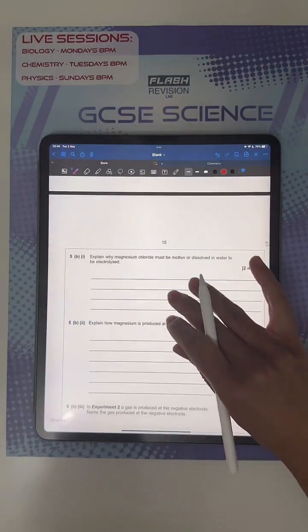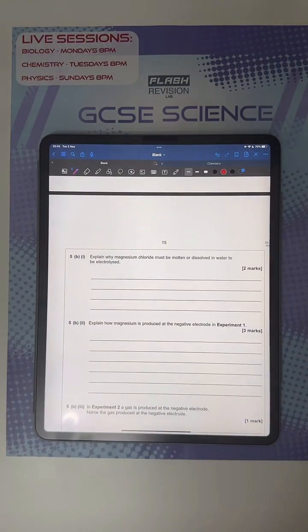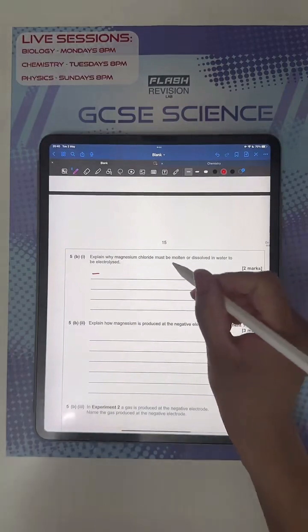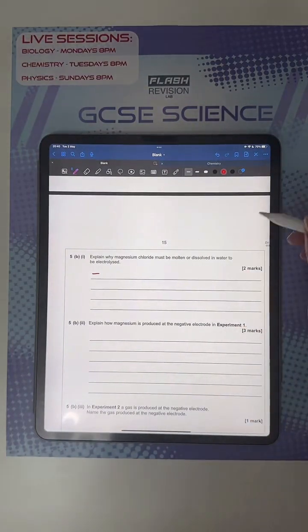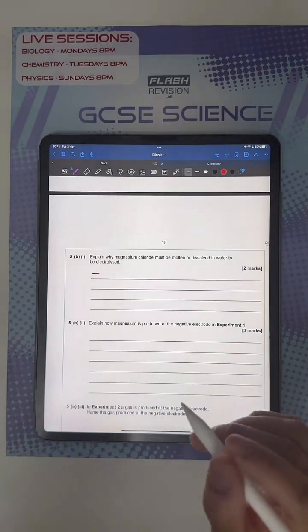Okay, explain why magnesium chloride must be molten or dissolved in water to be electrolyzed. This is a bonding question. What do you guys think? Why does it need to be molten or dissolved in water to be electrolyzed? Right. So, yes. Careful, some of you have fallen into the trap. It's not to do with electrons. It's all to do with ions.